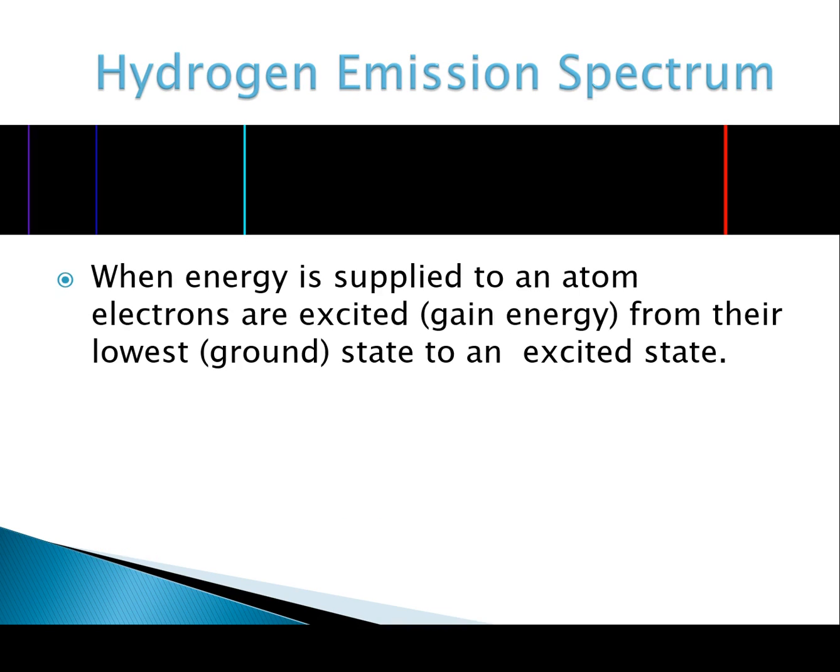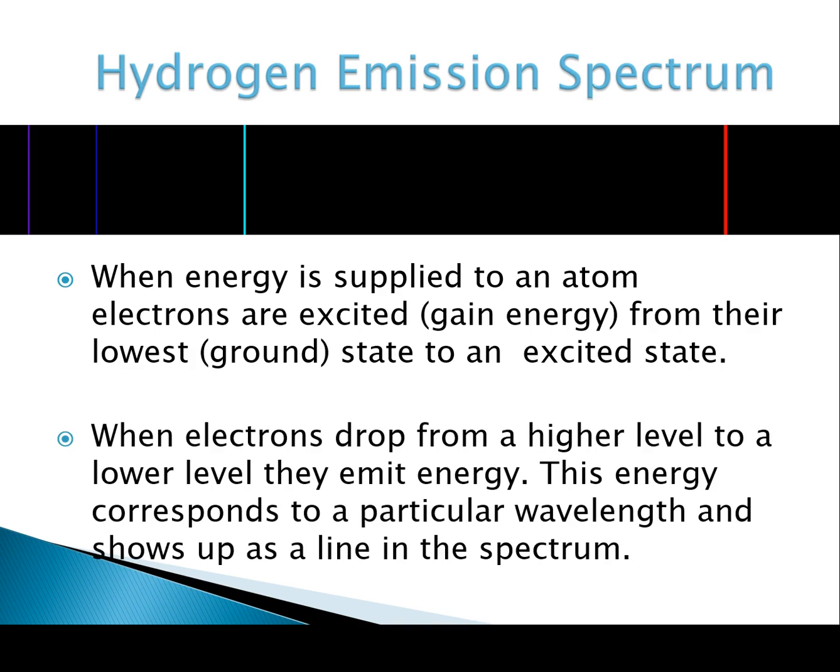So this is a spectrum for hydrogen. Now, when energy is supplied to an atom, it doesn't matter if that is electrical energy or heat energy, the electrons become excited. In other words, they absorb that energy, which causes them to move from the lowest possible state, called the ground state, to what is known as an excited state.